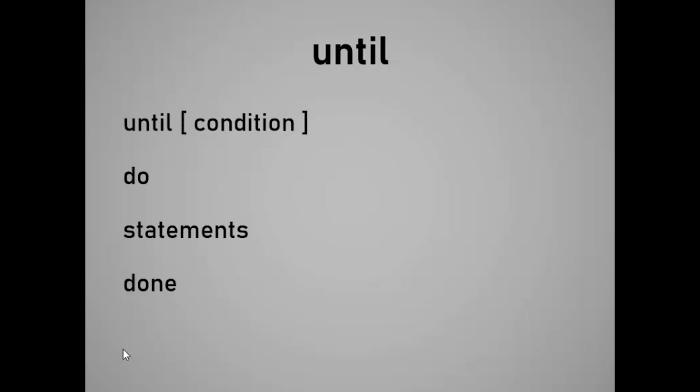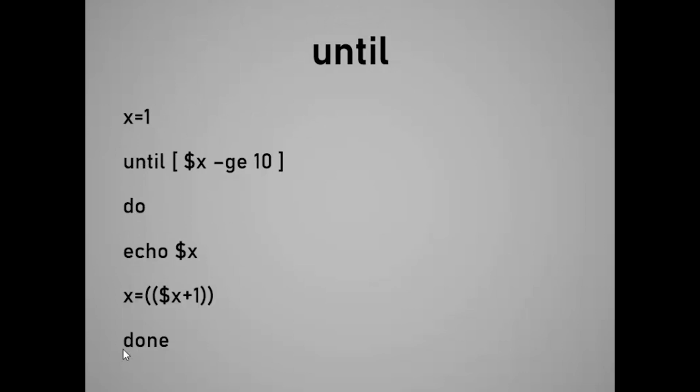The last loop is until. So the syntax is almost similar to the while loop, but the difference is in the while loop, while the condition was true, the statements within do and done were executed. But in until, while the condition is false, the statements between do and done will be executed. So until the condition is true, do what? This. Whatever is there between do and done.